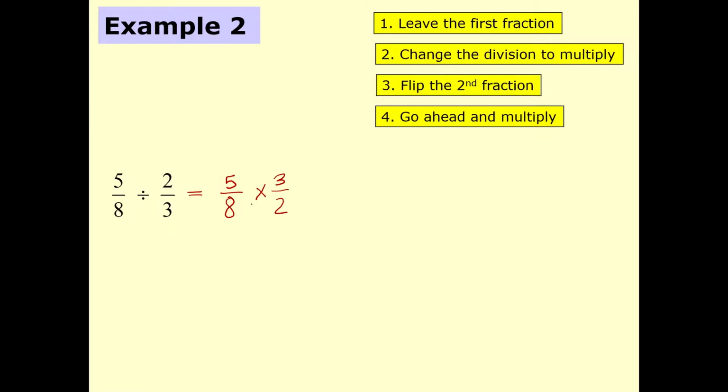And then we can go ahead and multiply as normal. If we check our diagonals, we've got 5 and 2. We can't simplify that, so we're just going to leave it as it is. And then check our other diagonal, 3 and 8. Well, we can't simplify that either, so we're just going to go straight ahead and multiply our numerators. 5 times 3 to give you 15, and 8 times 2 to give you 16. And again, we cannot simplify that any further, so we're just going to leave it as is.